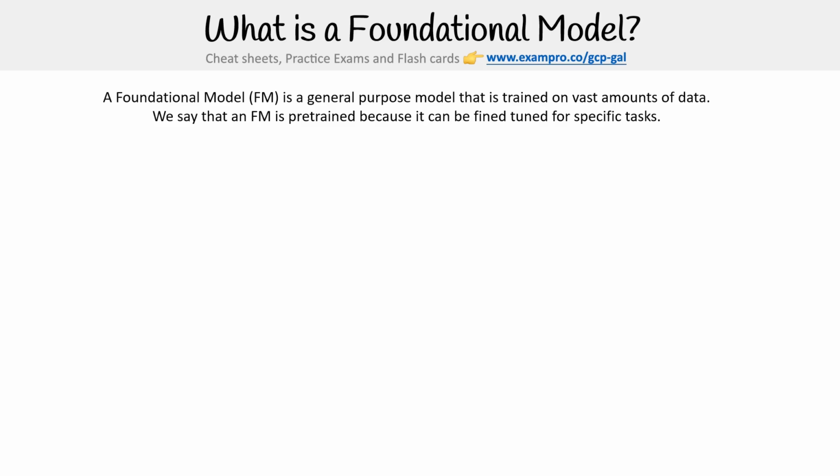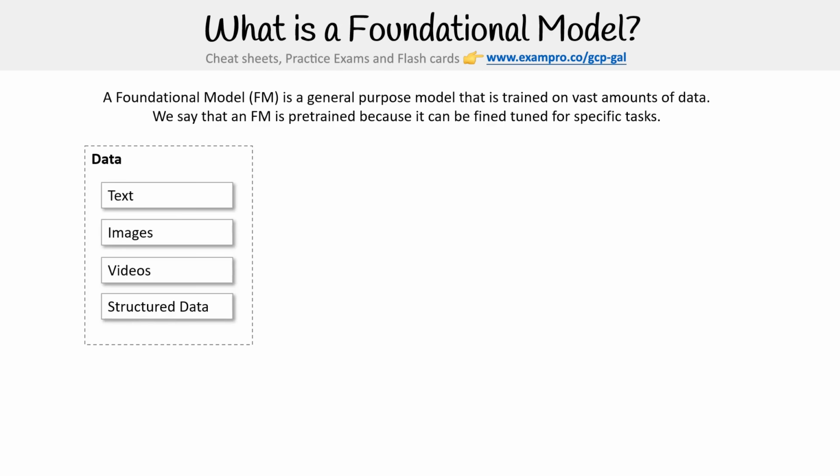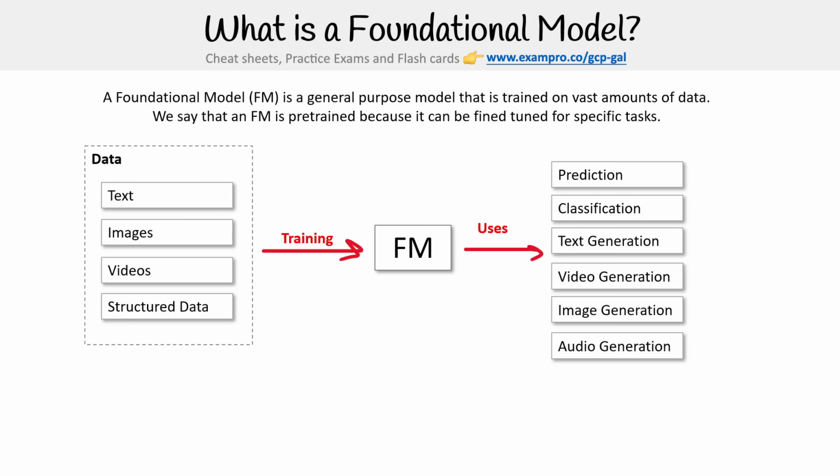Hey, this is Andrew Brown, and we're taking a look at what is a foundational model. So a foundational model is a general purpose model that is trained on vast amounts of data. We say that a foundation model is pre-trained because it can be fine-tuned for specific tasks. So just remember, we are training the model, and we're going to say that it's a pre-trained model. But imagine text, images, video, structured data, all sorts of data, massive amounts of data that is going to produce your foundational model. And from that foundational model, it could do all sorts of things: prediction, classification, text generation. It might be limited to very specific things that it can do, but the point is that it can do a lot of things.